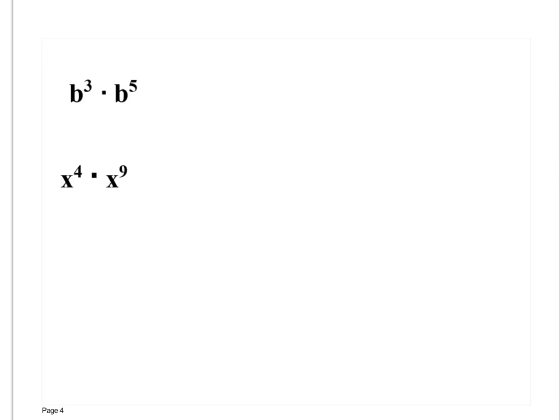So today we're going to learn how to multiply monomials. We have b cubed times b to the 5th. When we do that, here's the rule. b stays the same, b doesn't change. When we multiply bases, we add the exponents. So 3 plus 5 is 8. So b to the 8th power.